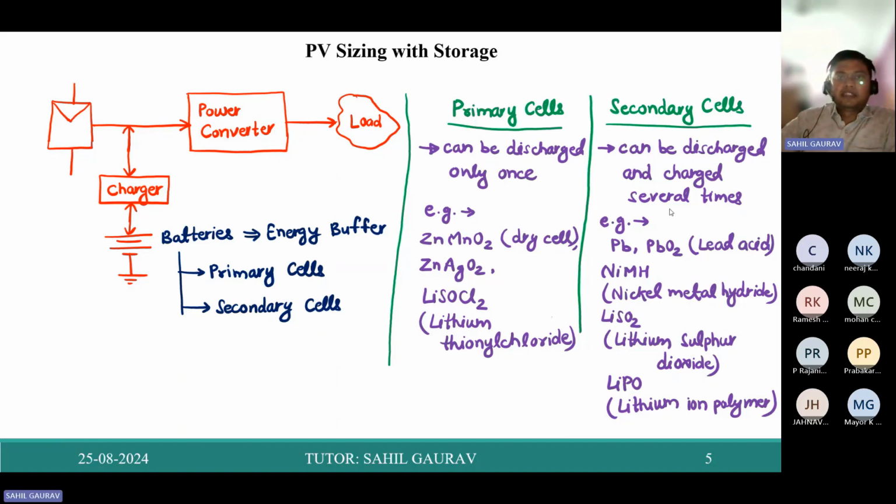So for our PV application, we are dealing with secondary cells. We need them to be charged and discharged several times. We charge them with the PV array, and in some applications also through the grid. And then again, they supply power to the load. So charging and discharging happens in PV applications, and here we have to consider secondary type batteries.